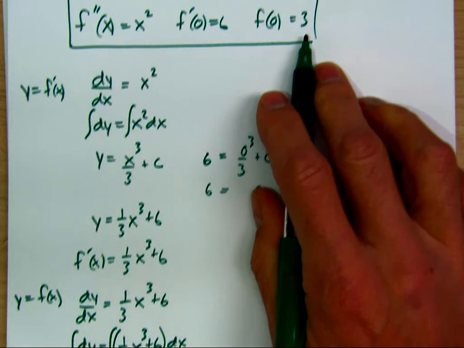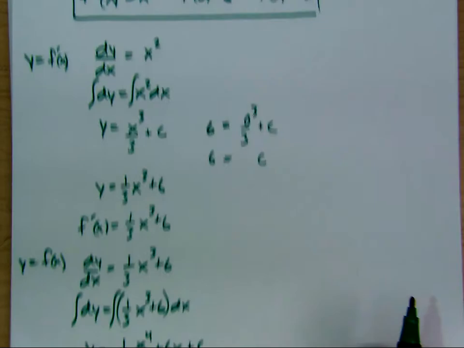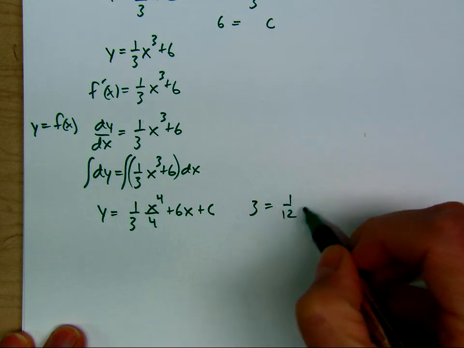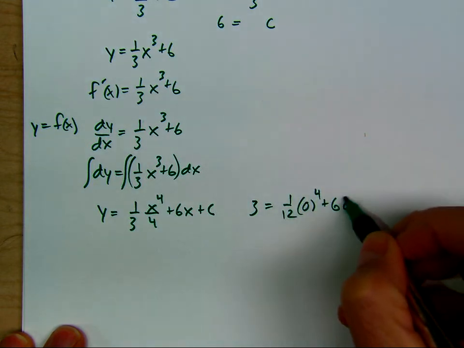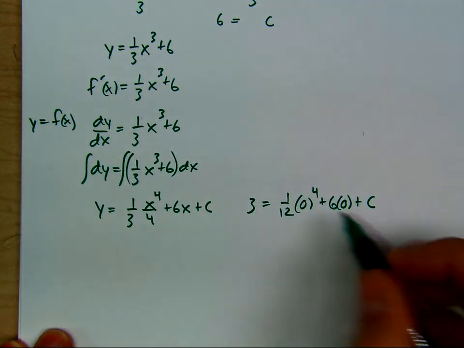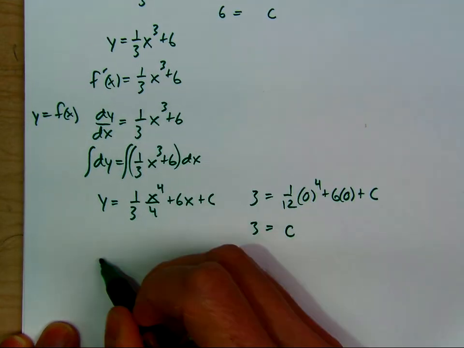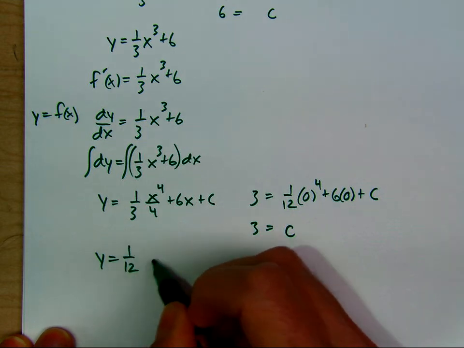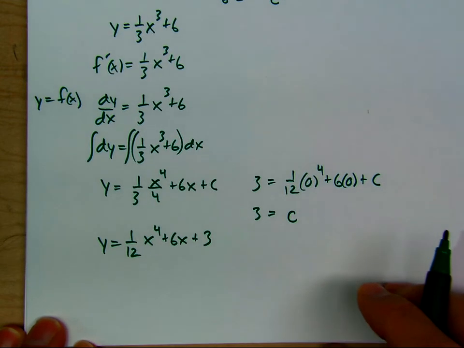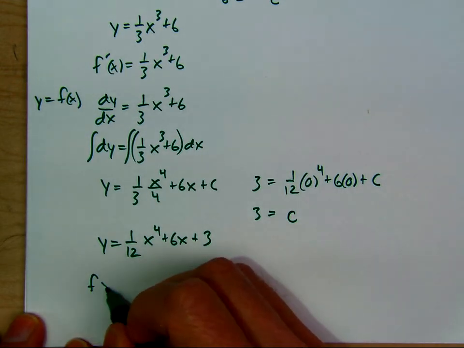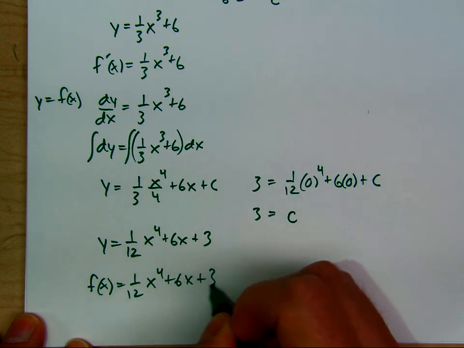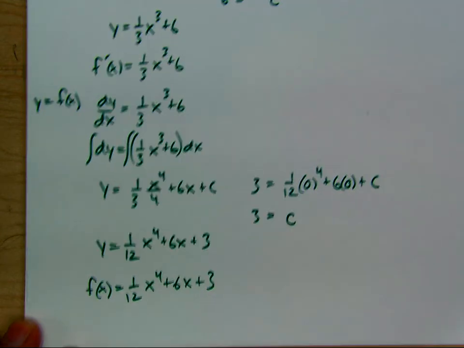We have y is 3, x is 0. So we put a 12 there, and we have c equals 3. So y equals 1/12 x to the 4th plus 6x plus 3. And we would write f of x equals 1/12 x to the 4th plus 6x plus 3. So there's the particular solution.